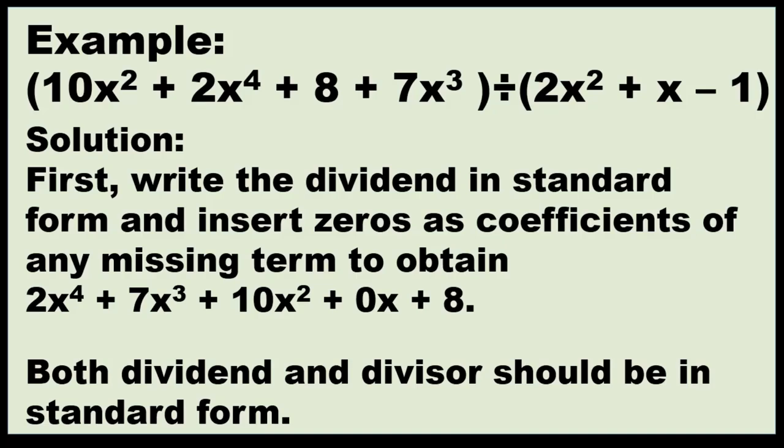Again, we're going to arrange the given in standard form. When we say standard form, it is from the highest exponent going down. If there is a missing term, we add a 0. Again, our dividend, 10x squared plus 2x raised to 4 plus 8 plus 7x cubed, will become 2x raised to 4 plus 7x cubed plus 10x squared plus 0x plus 8.